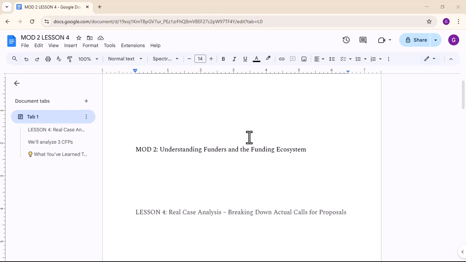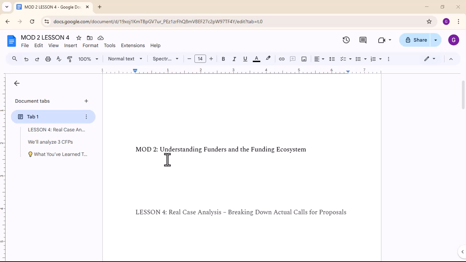In this Lesson 4, we are going to be doing a real case analysis by breaking down actual calls for proposals. We've talked about this in Lesson 1, Lesson 2, and in the last lesson, Lesson 3, we talked about the trends. In this lesson, we're going to put all the lessons from Lesson 1 to 3 into practical use. So, like I've said, we are doing a real world breakdown of actual calls for proposals.